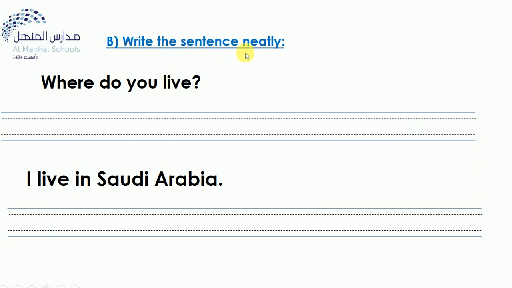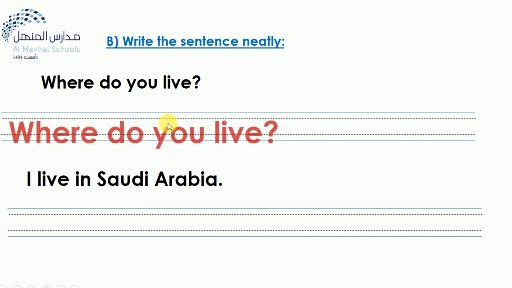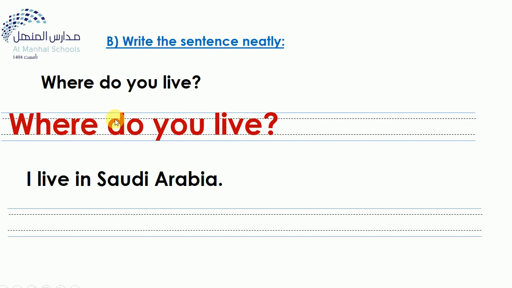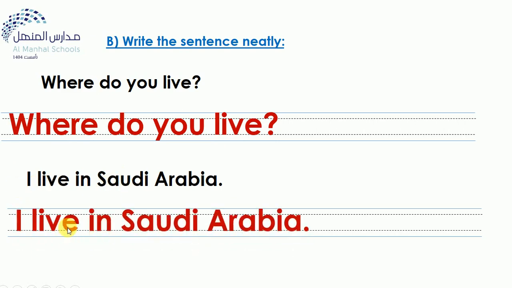Write the sentence neatly, or the sentences. Where do you live? I live in Saudi Arabia. Please write where do you live here, and I live in Saudi Arabia, write it here. Write it on the lines and leave space, don't forget that. Between lines and leave space. Where do you live? And this, I live in Saudi Arabia, and leave space between words.